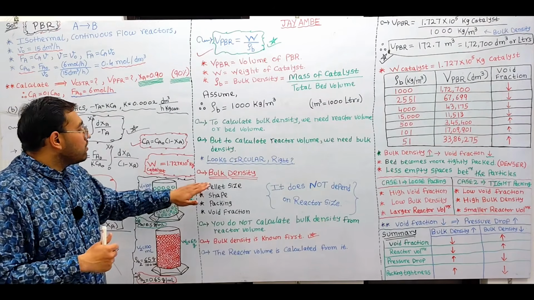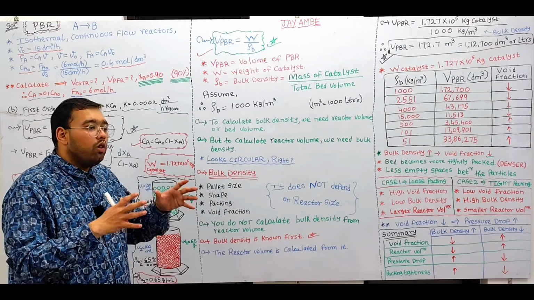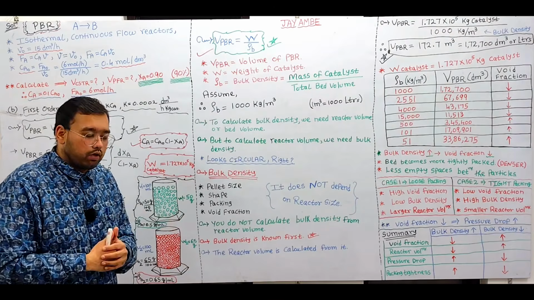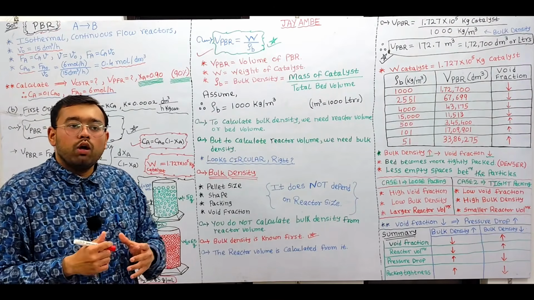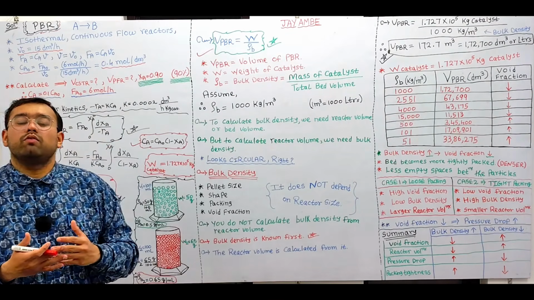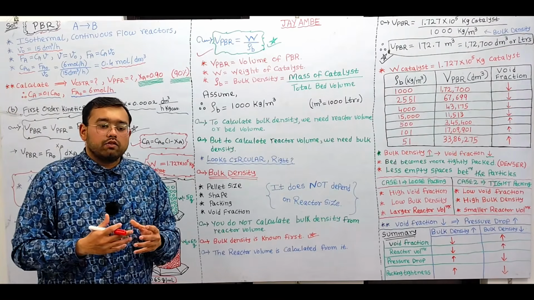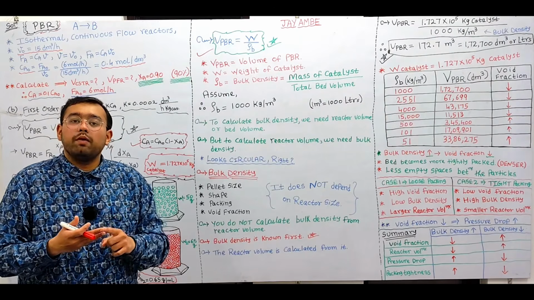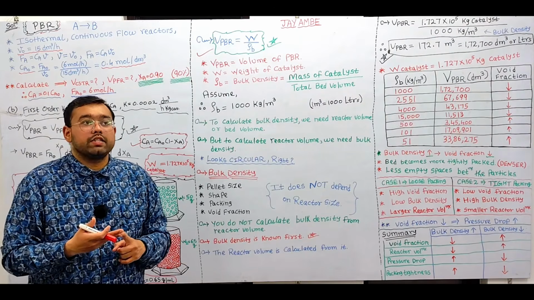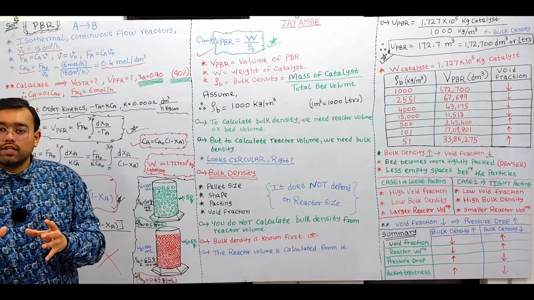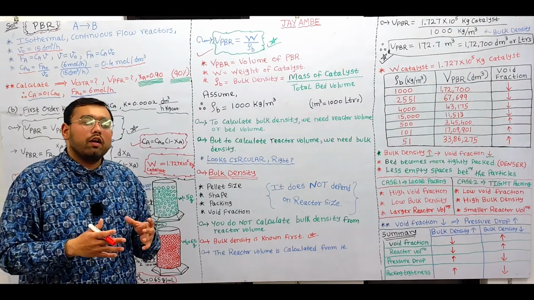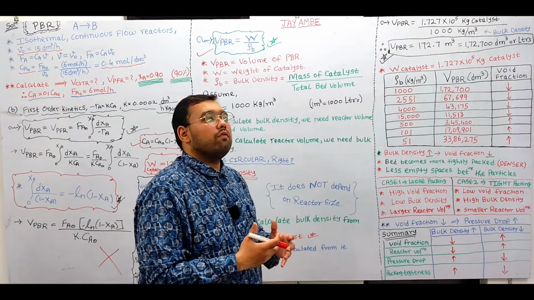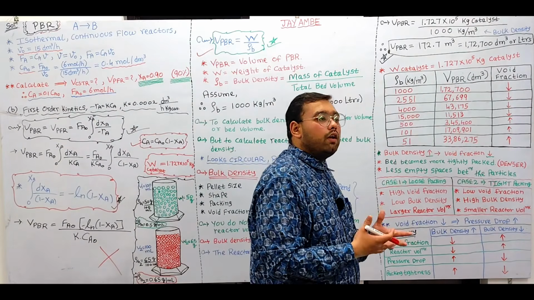Let's see on what all important points the bulk density depends. Bulk density depends upon what type of packing material we are using. It depends upon the shape and size of the packing material, and upon the void fractions. It also depends on how we are packing it, whether very loosely or very tightly.